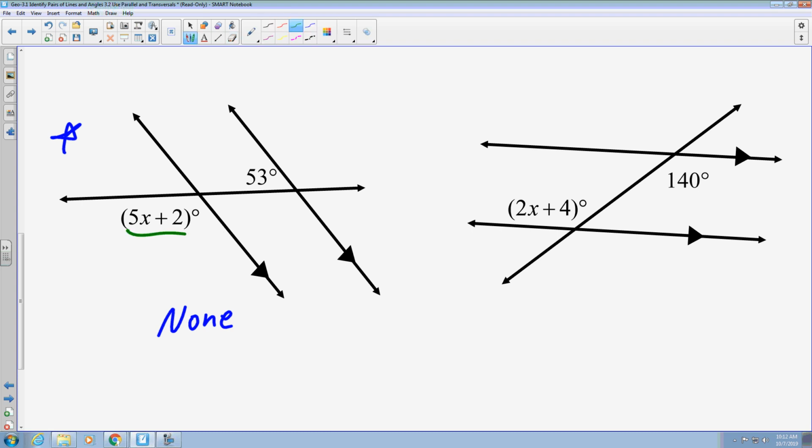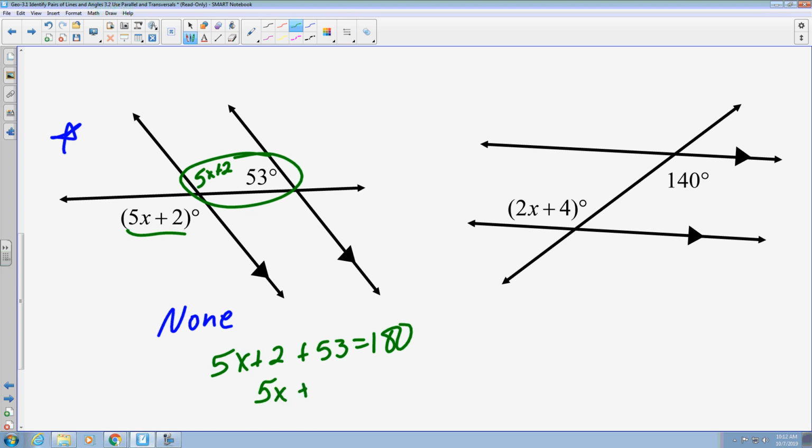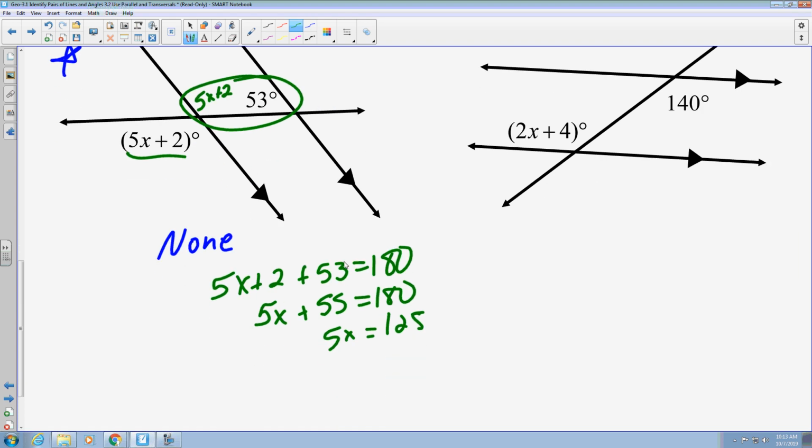Since it's a variable, I can say that this is also going to be 5x plus 2 because of vertical angles. And these are consecutive angles, so now I can say that 5x plus 2 plus 53 will then equal 180 degrees. So I can take 5x plus 55 equals 180, subtracting 55 from both sides, and I got 5x is equal to 125, dividing everything by 5, x equals 25.